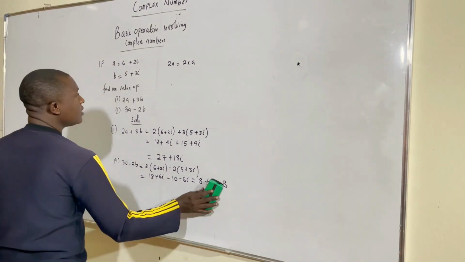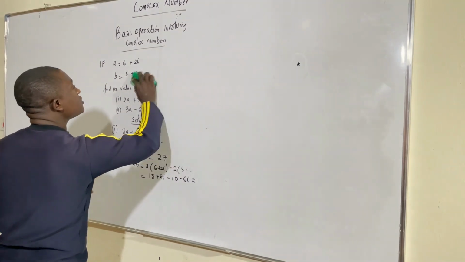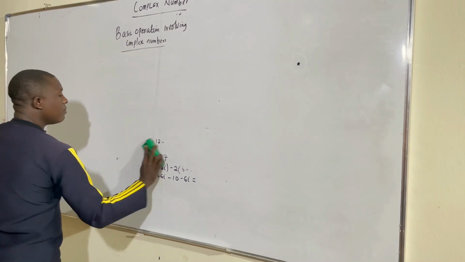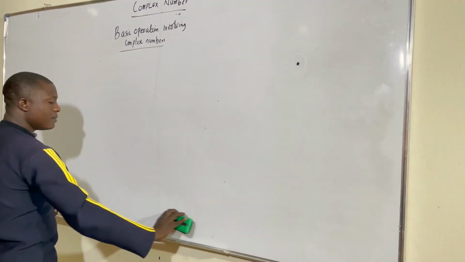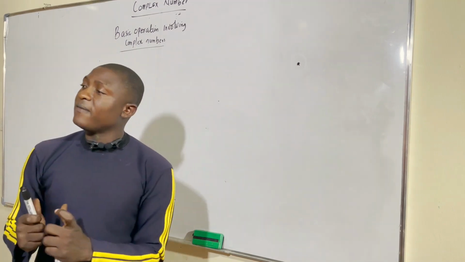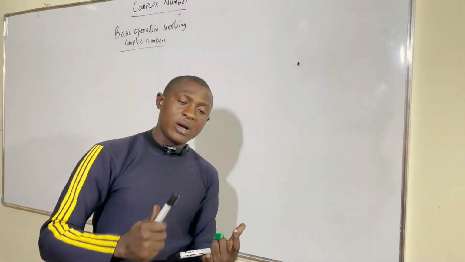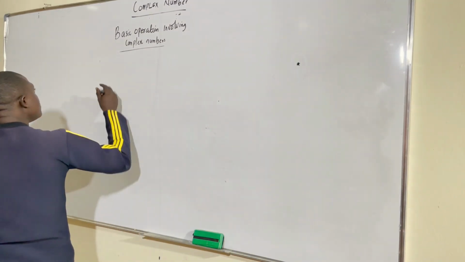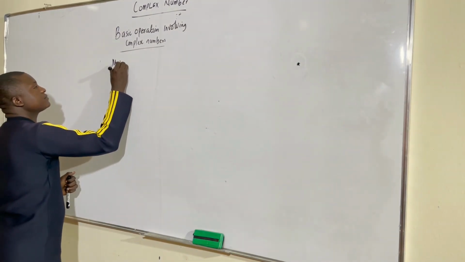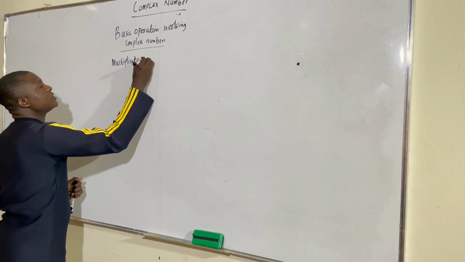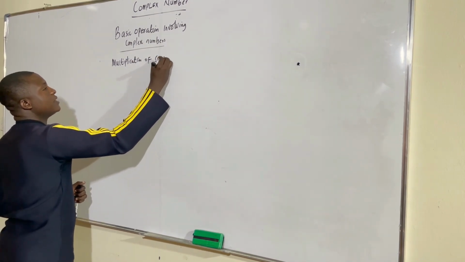Now, let's see another one apart from addition and subtraction. We still have another one we call multiplication of complex numbers. So recall in the previous example, I mentioned how we can evaluate i squared. I told you that when we have i squared, it is nothing but minus 1. So, multiplication of complex numbers.